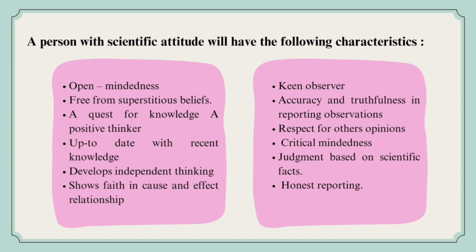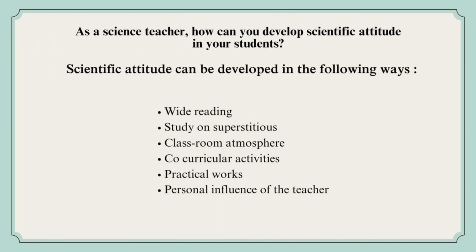Did you understand? Okay. Now I will ask you a question: as a science teacher, how can you develop scientific attitude in your students? Scientific attitude can be developed in the following ways. The first point, wide reading. Students should be encouraged to read extra books and periodicals in science. Certain articles on scientific topics can be gathered and kept by students.